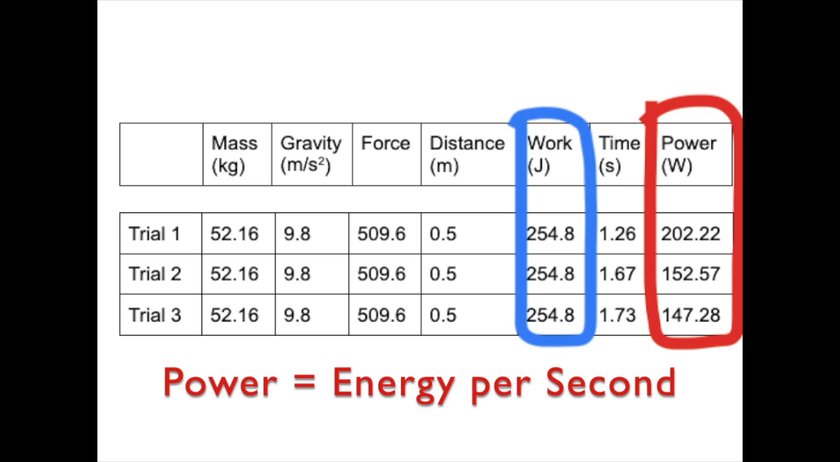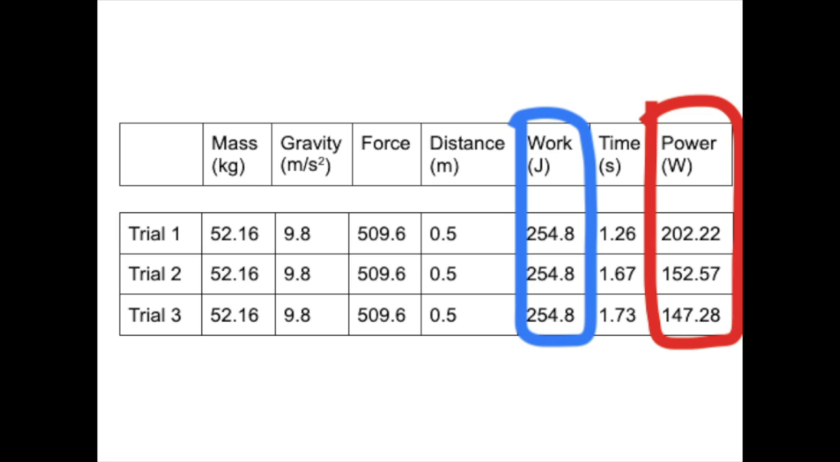However, when you look at the power column, you'll notice that the power in each trial was different. This is because it took a different amount of time to lift the bar in each trial. Power is the amount of work done per time interval, which in this case is seconds.